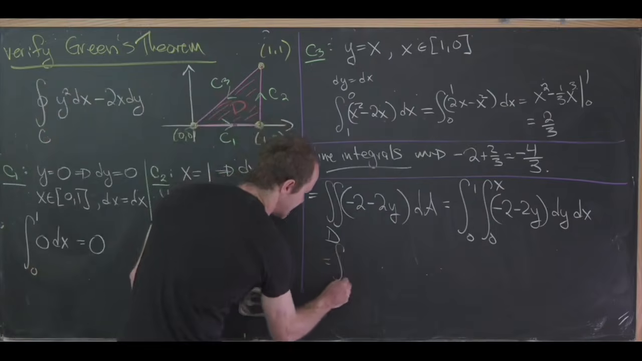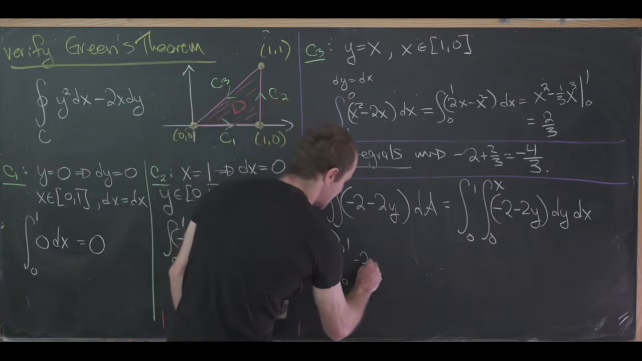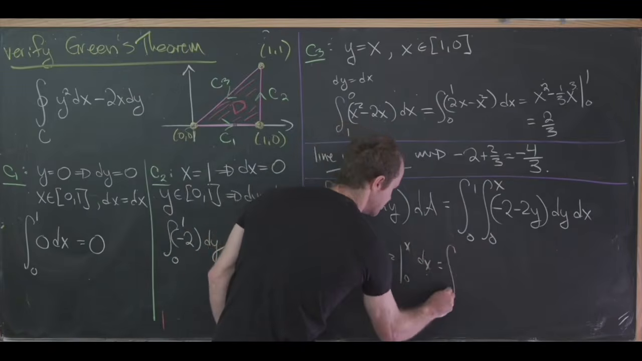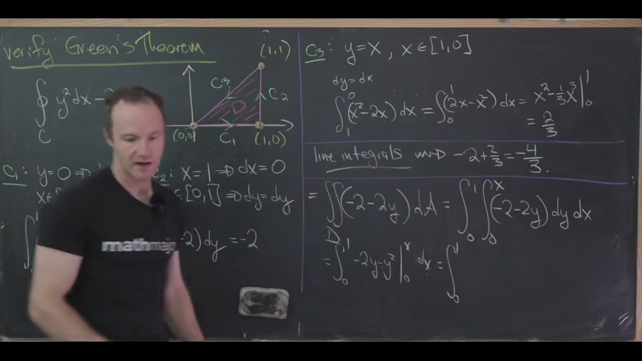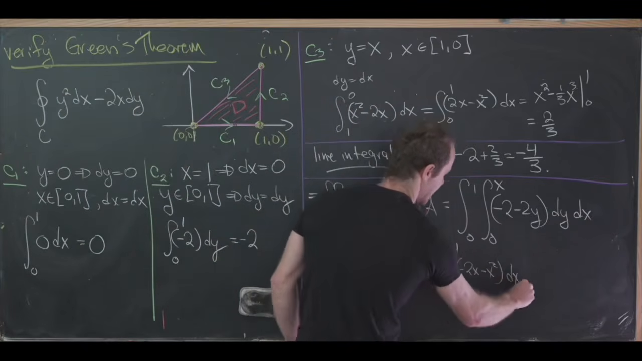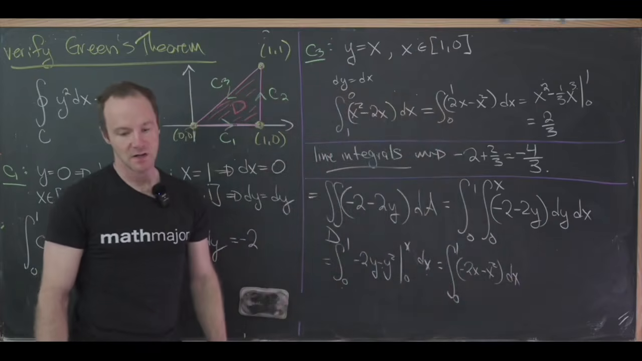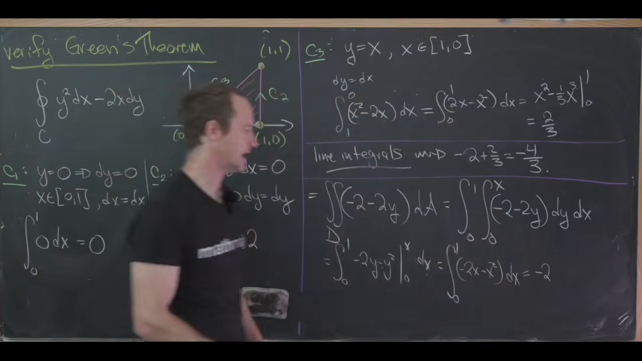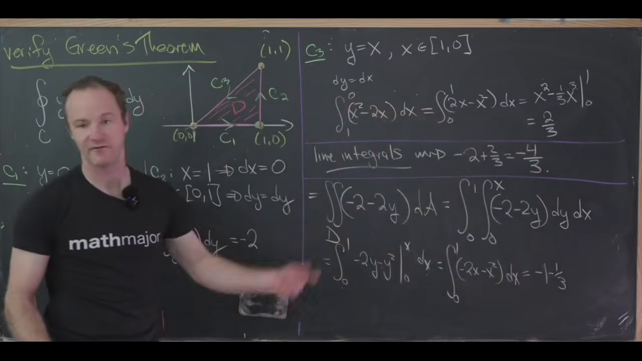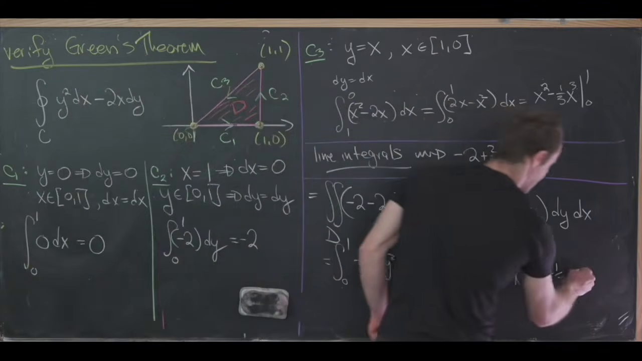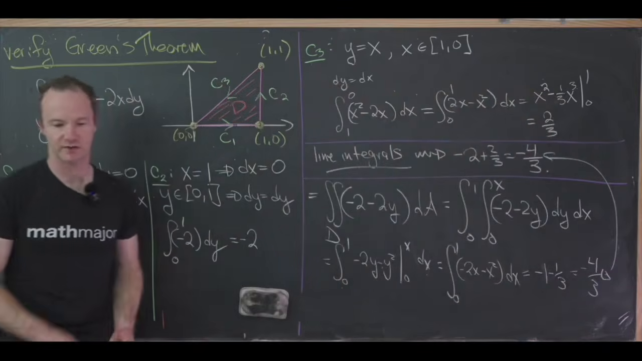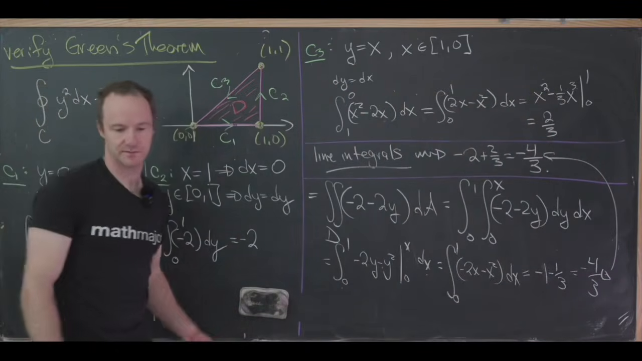Okay, so now this will be the integral from 0 to 1 of -2y minus y squared evaluated from 0 to x dx, which gives us the integral from 0 to 1 of negative 2x minus x squared dx. Okay? But then in the end, this gives us negative 1 minus 1/3. I skipped the very last step there, but negative 1 minus 1/3 is negative 4/3, which matches what we get right here. So we got the same answer doing Green's theorem versus doing the line integral, and that's what you want.